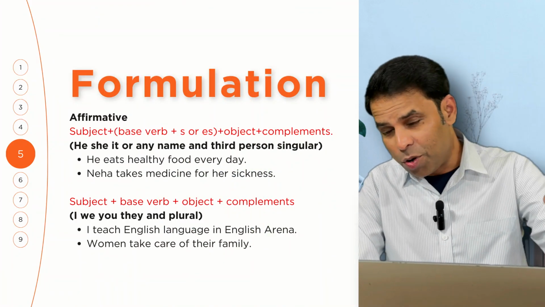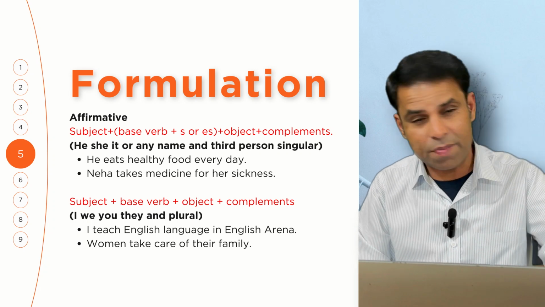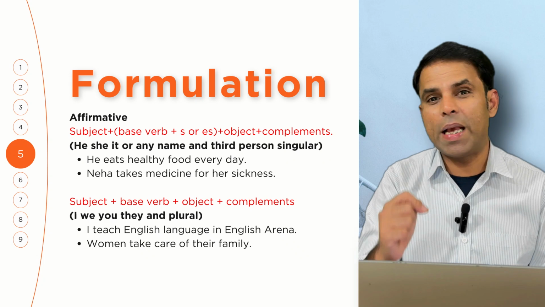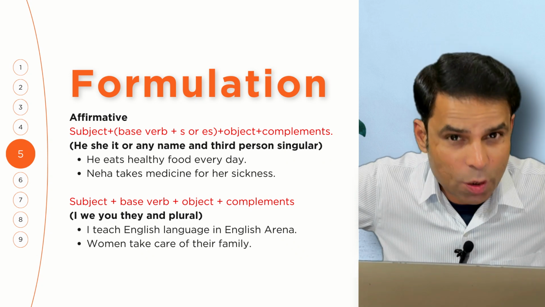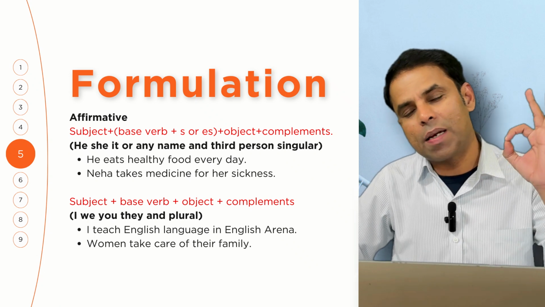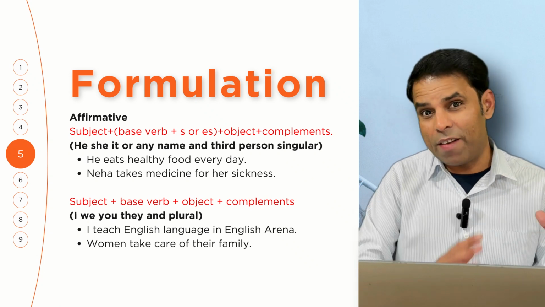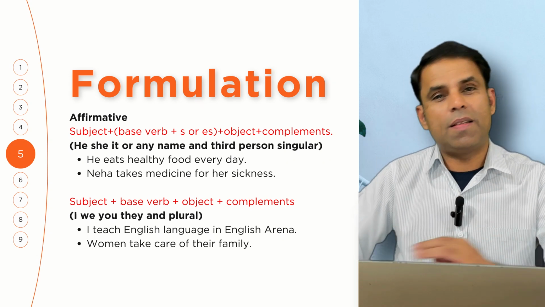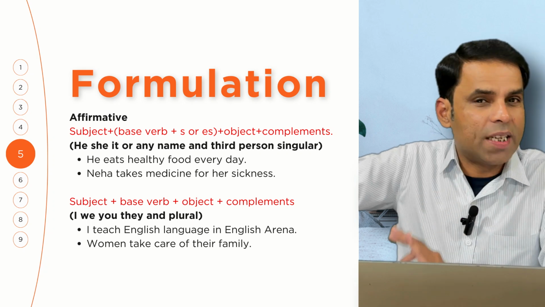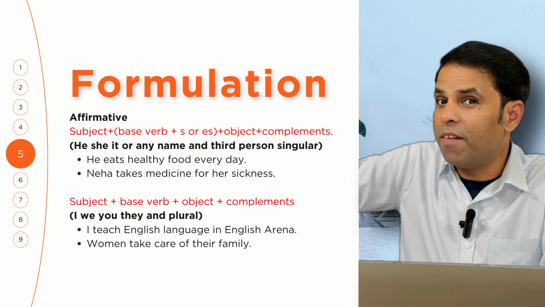Okay. Now guys, I'm going to discuss the formulations. I'll tell you how the sentences are formulated. So for affirmative, we start the sentence with the subject, then we use the first form of the verb, the base verb, and then we add s or es with the verb. So play becomes plays, write becomes writes, go becomes goes, sing becomes sings, drive becomes drives. So subject, then the first form of the verb, then we add s or es, then object and complements. For example, he eats healthy food every day.